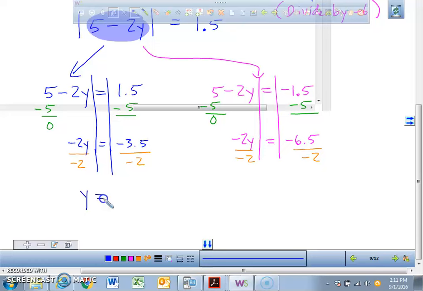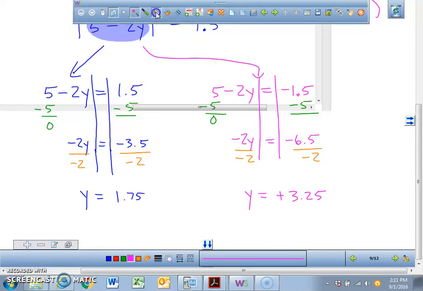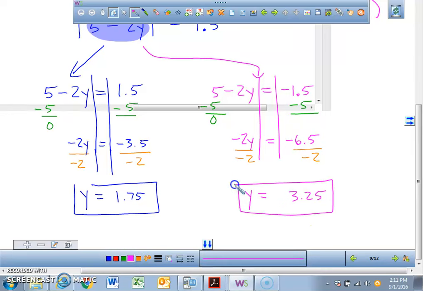One of your answers is negative 3.5 divided by negative 2, which is a positive 1.75. And your other answer right over here is negative 6.5 divided by negative 2, and that's a negative 3.25. Just kidding! It's a positive because a negative divided by a negative is a positive. So we have two answers right here, and we have another answer right there.